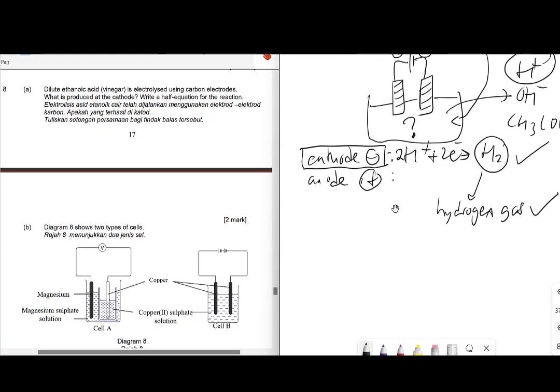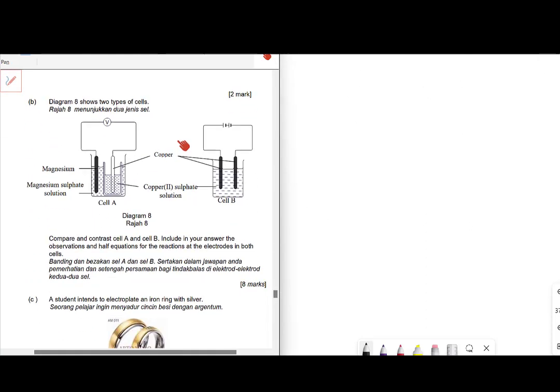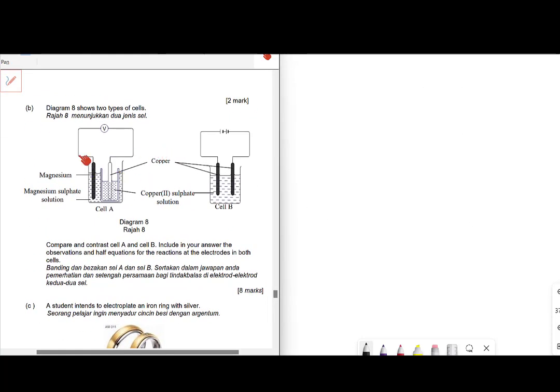Okay. Now we look at part B. All right, so I'll just scroll up again here. So part B here, this diagram shows 2 types of cell. When we learn cells, actually we have these 2 different types of cell. Compare and contrast cell A and cell B. They labeled it A and B. Include in your answer the observation and half equation for the reaction at the electrodes in both cells.